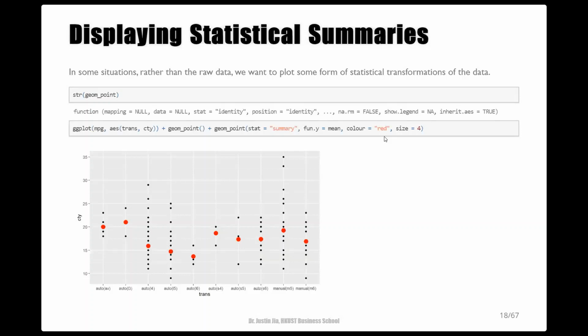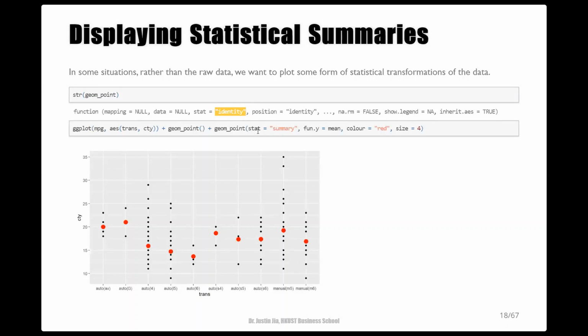In this example, we use another categorical variable, trans, standing for type of transmission, to define the x-axis. Suppose in addition to the points that represent the raw data, we want to add another set of points to denote the means of miles per gallon for city driving for different types of transmission. As you can see, the geom_point function has a parameter named stat, which defaults to identity, meaning the display of raw data.